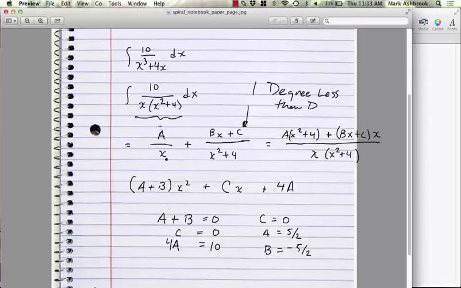So this is piece of cake, 5/2 over x. Then this will be negative 5/2 x over x squared plus 4, which you all should know how to do. Recognize what you have and do it.